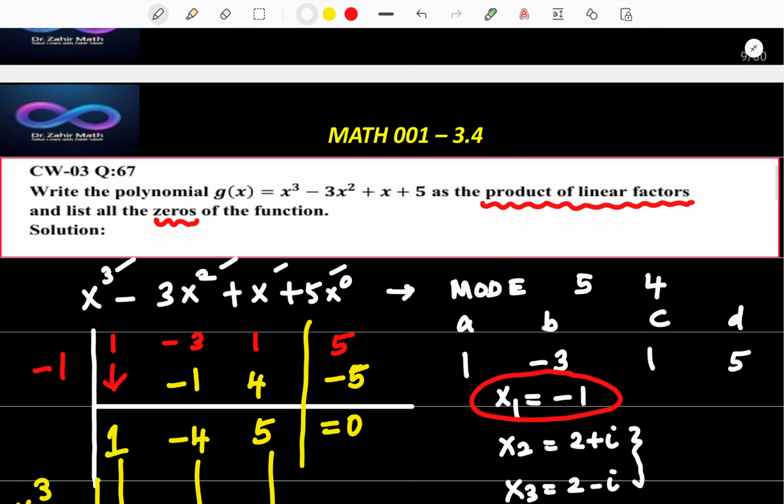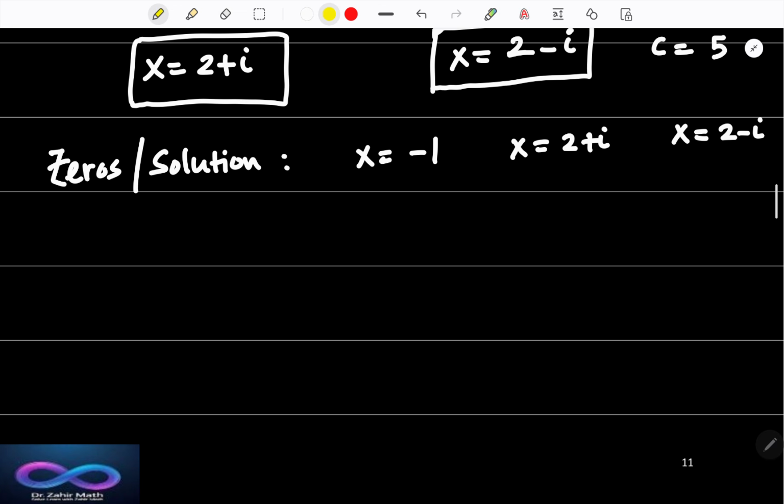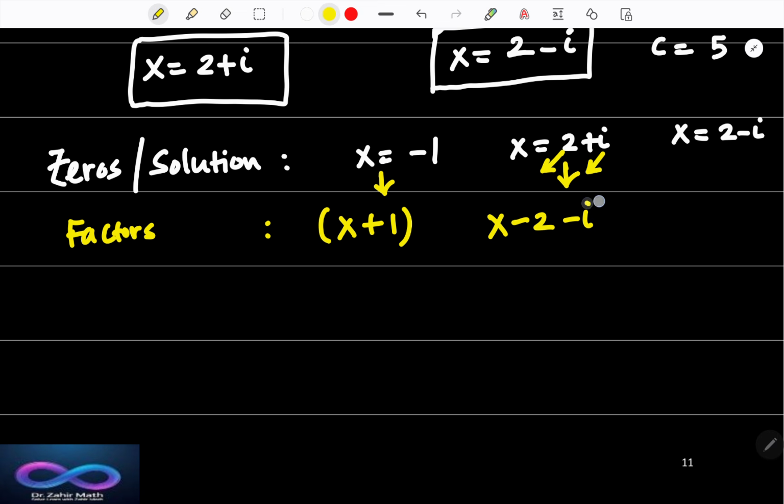Now, what is the next question? The next question is the product of linear factors. So you write the factors in product form. Clear, everybody? If this is a solution, what is your factor? Your factor is x plus 1. If this is a solution, what is your factor? Take this side minus 2, and take minus i. The factor is x minus 2, and this comes here plus i. Clear, everybody?